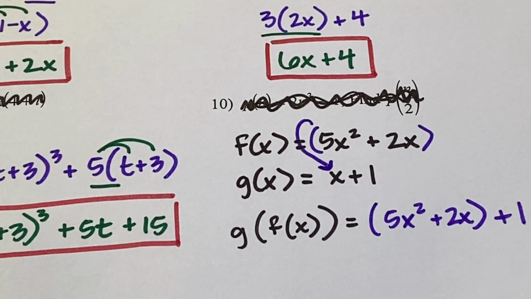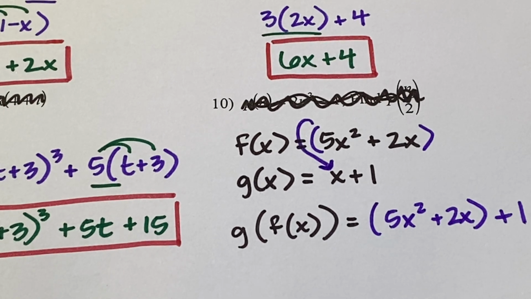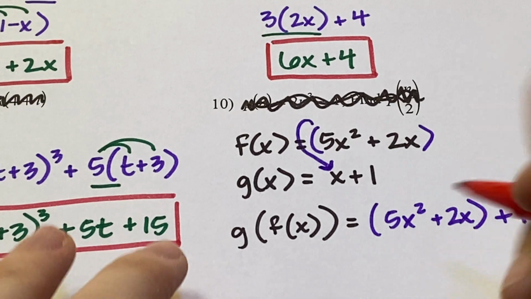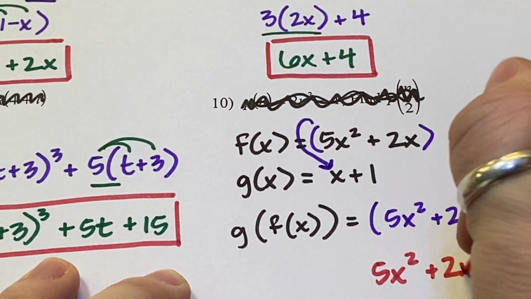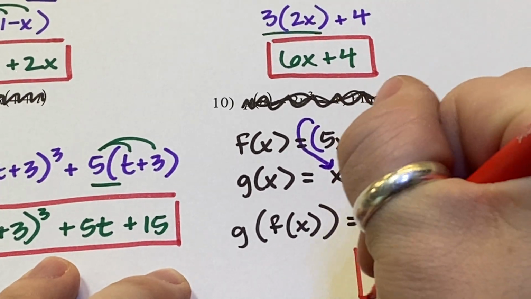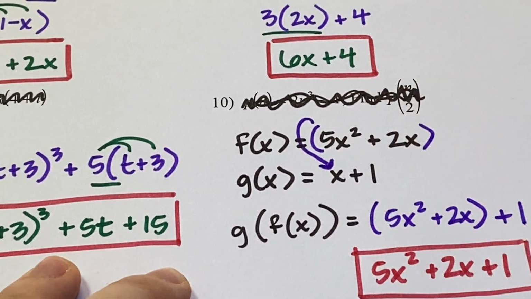I put parentheses on there just to show us that that whole piece replaced the x. Do I need the parentheses? No. Are there any like terms I can combine? No, as well. So let's go ahead and just rewrite it without parentheses, and that'll be our final answer. 5x squared plus 2x plus 1 is our final answer.